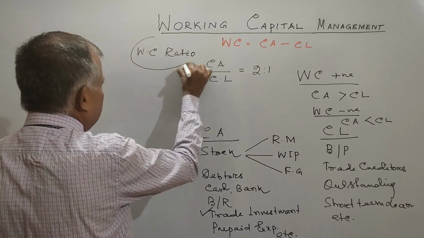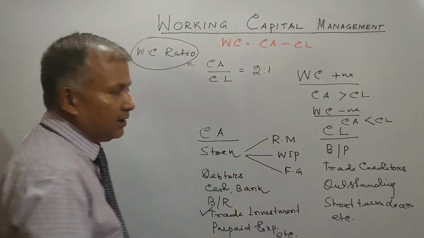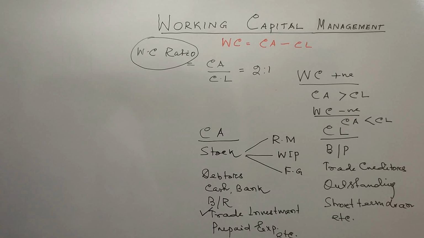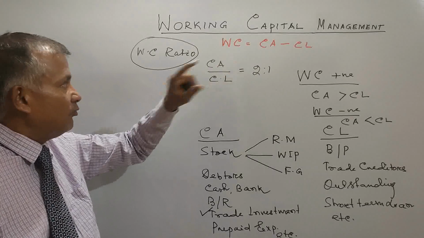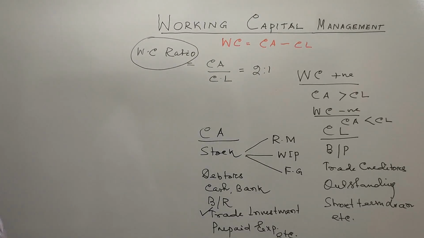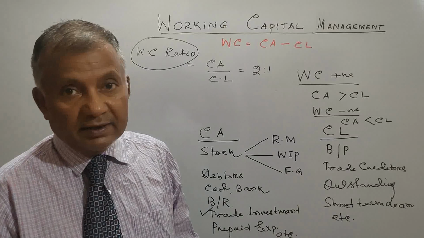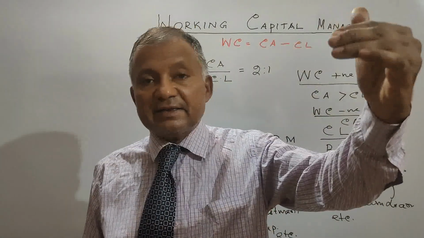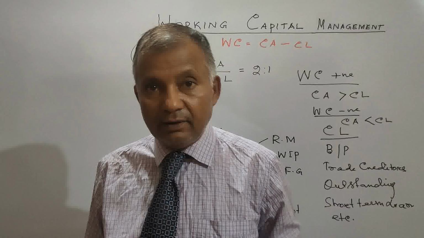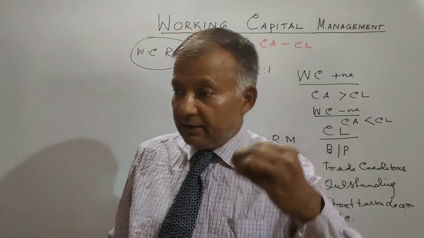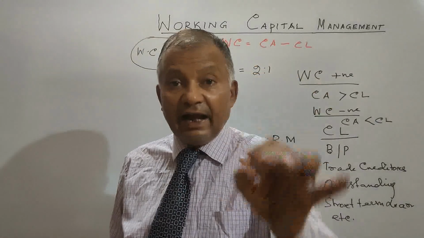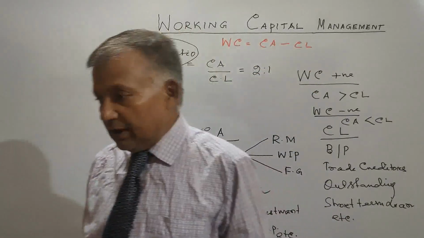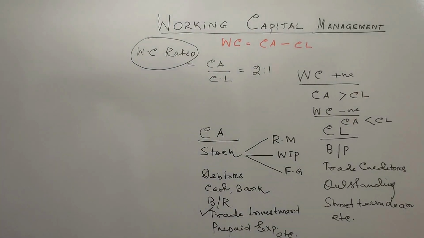So if this working capital ratio is greater than 1 or 2 or more than 2, then we can say working capital is positive. But if it is too high, that means there are a lot of current assets which are not moving, or which are idle. So let us start with the working capital cycle.